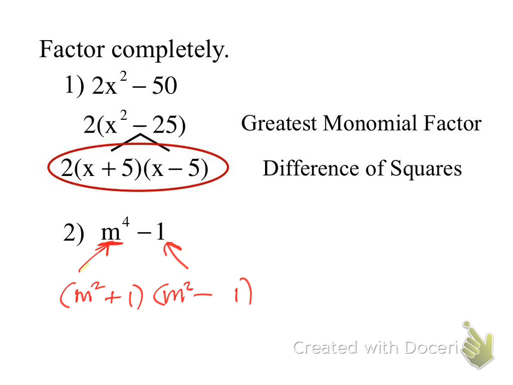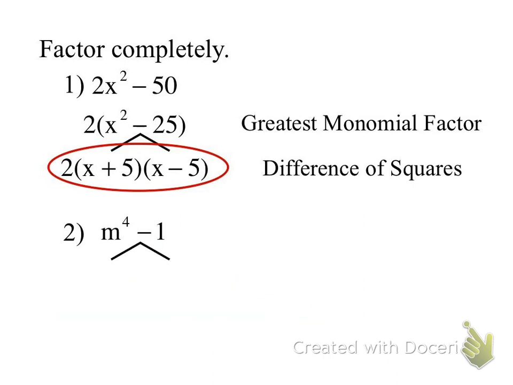But what am I left with? What is this called? So I have to factor completely. Okay? So I'm going to write the original one, m squared plus 1 times m squared minus 1. What's the root of that? m. Root of that, 1. And what am I going to write? Plus 1, minus 1. Got it? Questions?